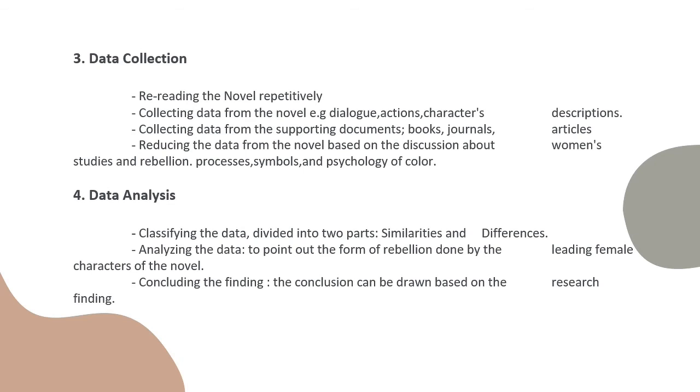For the data, she also reread the novel repetitively, and she also collected data from the novel, for example the dialogue, actions, and character descriptions, and she also collected data from the supporting documents like books, journals, and articles. She also reduced the data from the novel based on the discussions about women's studies and rebellion, processes, symbols, and psychology of color. Therefore, for analyzing the data, she classified the data, which she divided into 2 parts, the similarities and the differences.